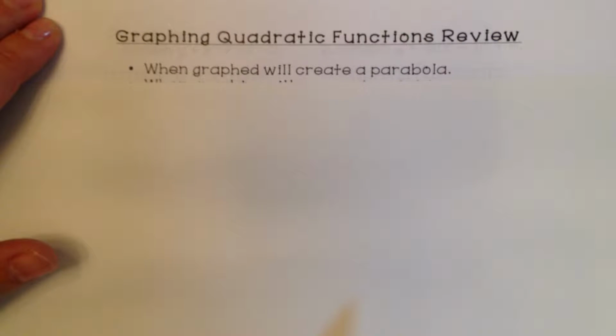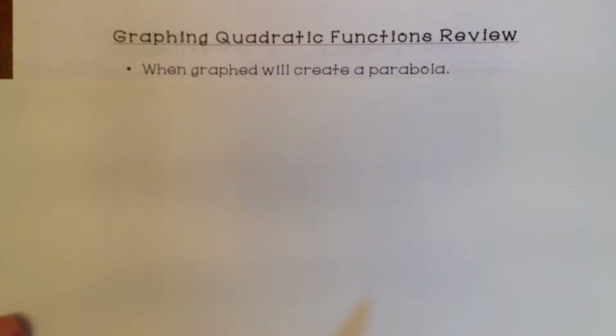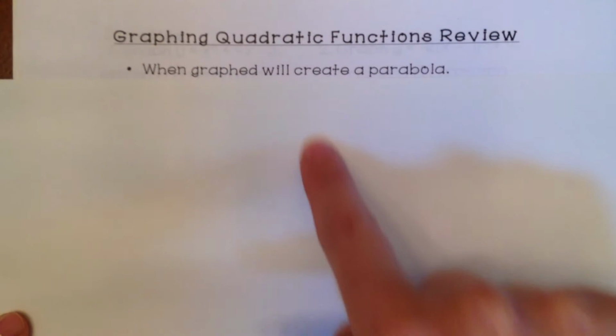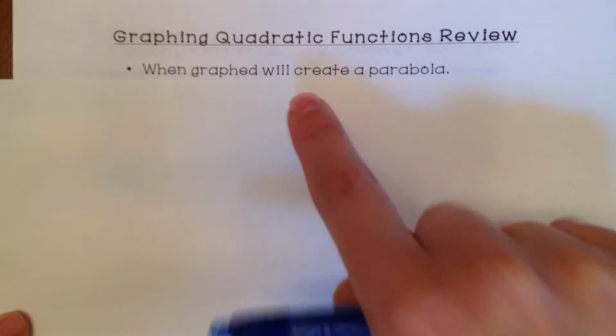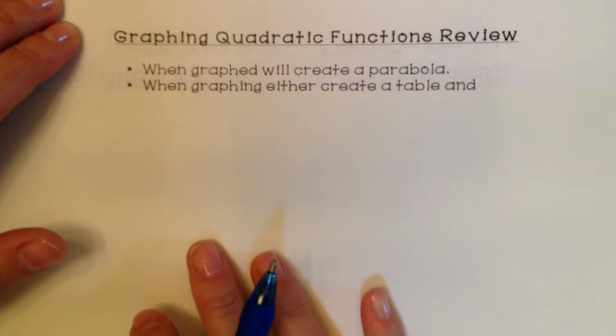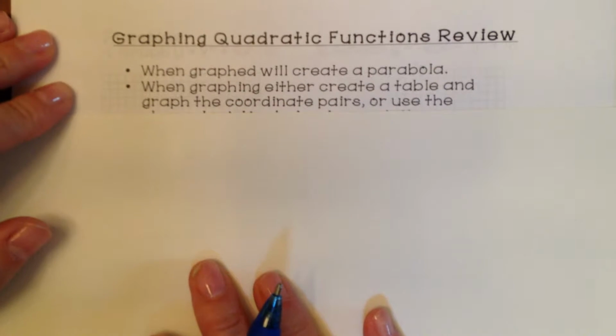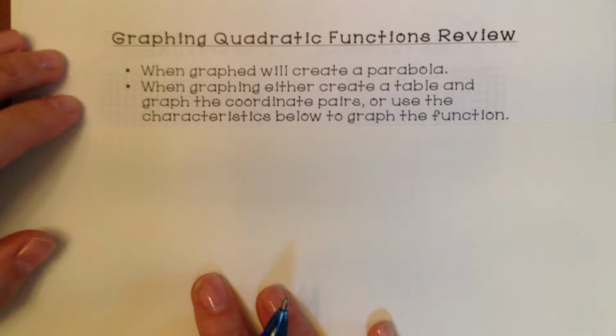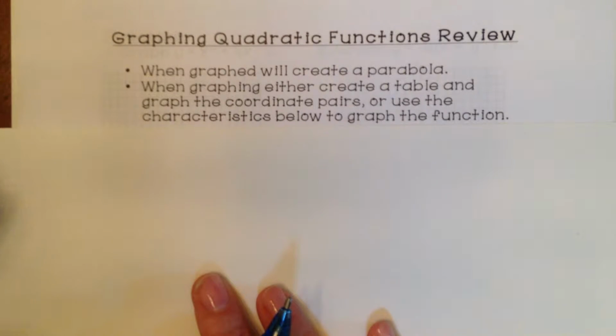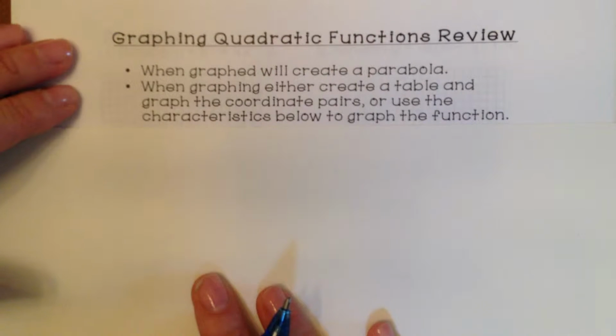This video is a review of graphing quadratic functions. When you graph a quadratic function, it will create a parabola or U shape. It could be up or down. When graphing, either create a table and graph the coordinate pairs or use the characteristics below to graph the function. I like to use a combination of the two.